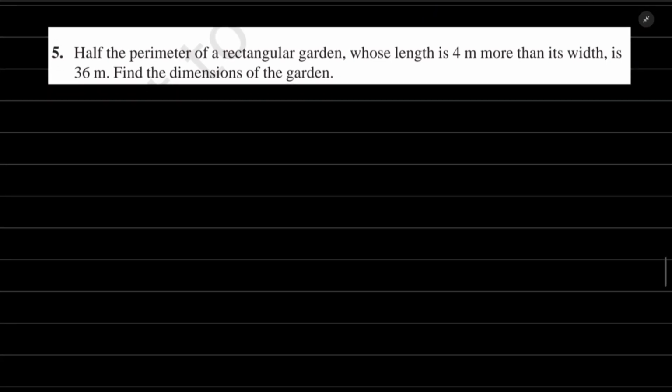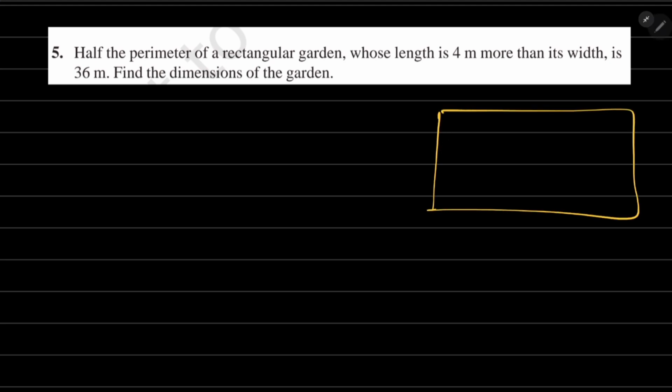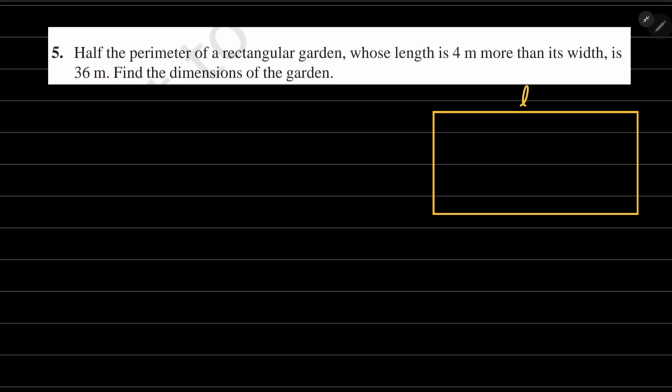Okay, half the perimeter of a rectangular garden whose length is 4 meters more than its width is 36 meters. Find the dimensions of the rectangle. So first of all, let me draw a rectangle. So here let the length be L, let the width be your B. Okay, so you can write what is given here. Let's write what is given. You have to find the dimensions.